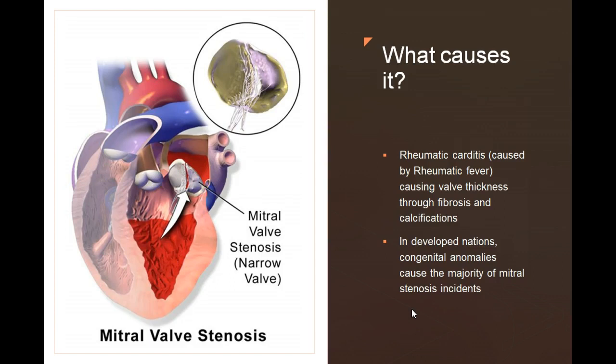Some of the causes of it, and you can see a picture of the mitral valve stenosis or that narrowing of those valves, is rheumatic fever. It's not very common anymore in the United States, but it does still occur in some of the other underdeveloped countries. This is the primary cause, which causes that valve thickness through fibrosis and calcifications. As stated, we'll see this more in underdeveloped nations. Sometimes children will be born with this anomaly, and that's where a majority of the mitral stenosis incidents occur.